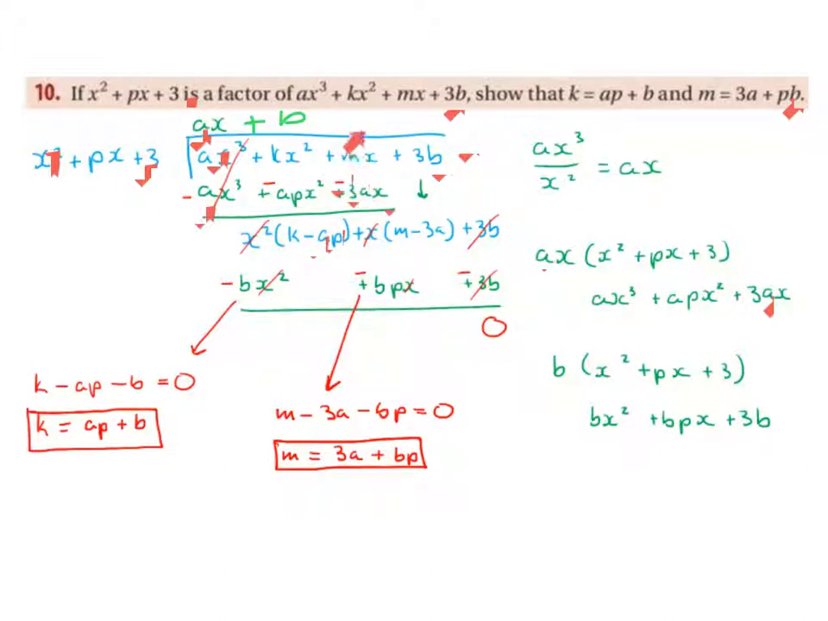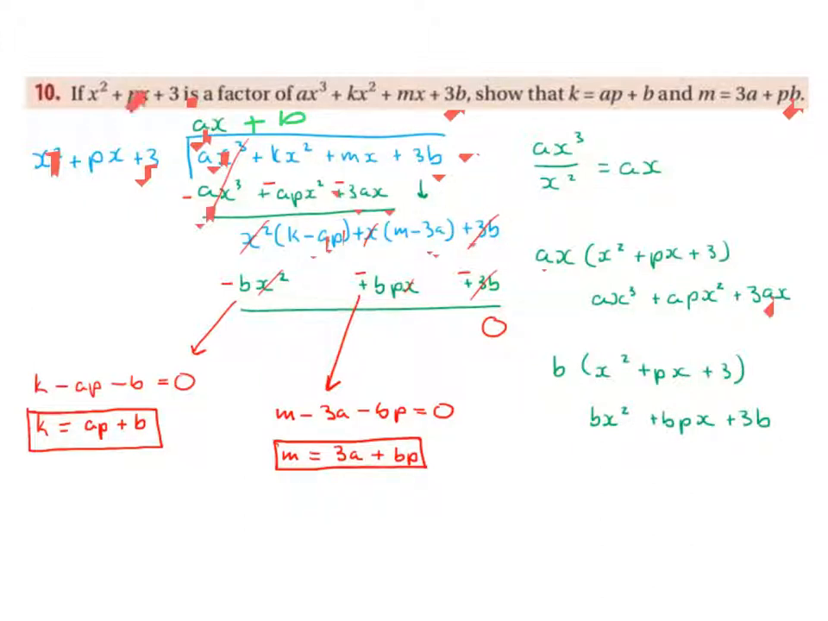Then we take the next two terms and again we factorize. So mx plus minus 3ax gives us x times m minus 3a. So we take the x as the highest common factor. X into mx leaves us with m, and x into minus 3ax leaves us with minus 3a. And then we bring down the 3b.